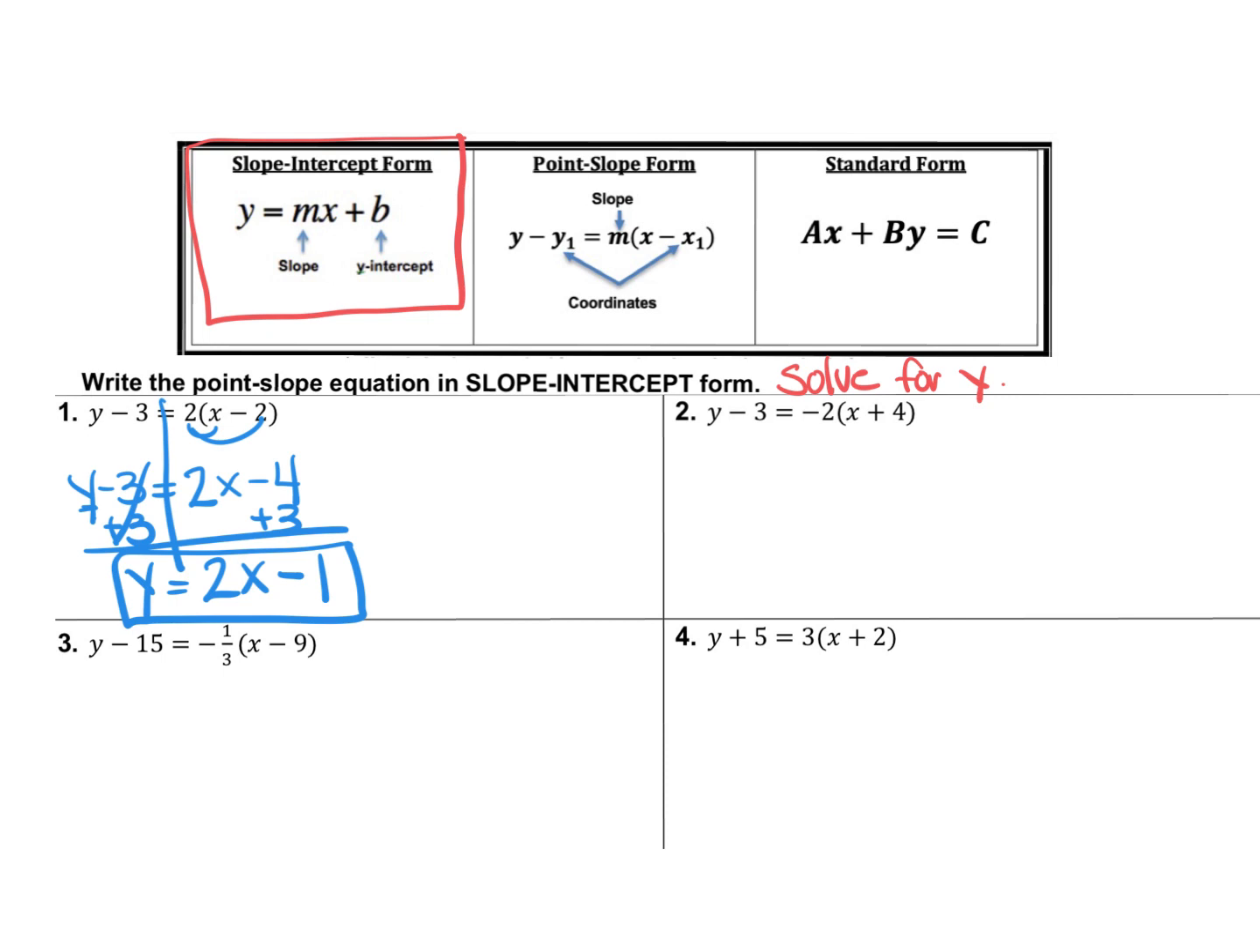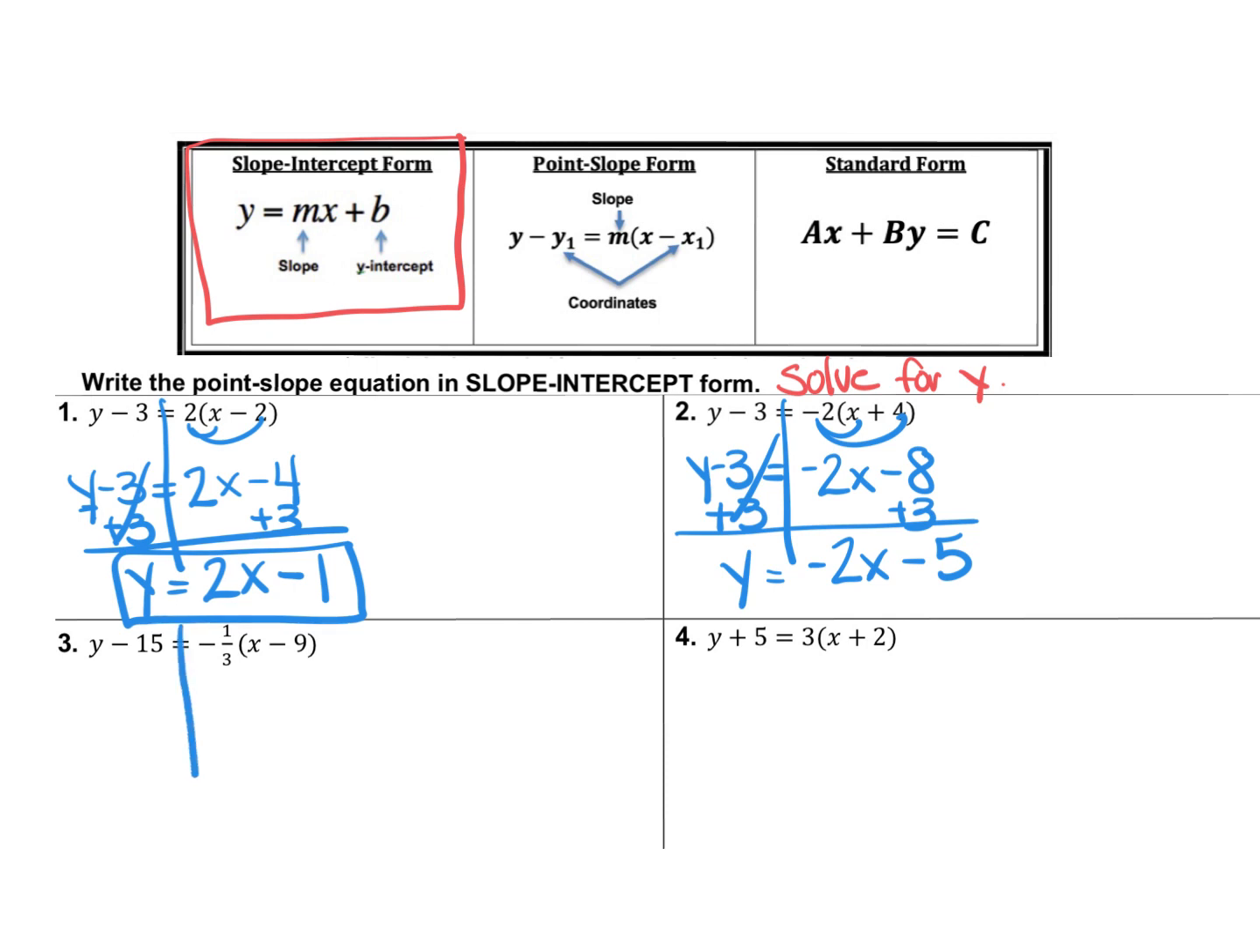So again, for number 2, we're simply rearranging. We're solving for y. So you have y minus 3 is equal to negative 2 times x, which is negative 2x. Negative 2 times 4 is negative 8. Now, we want the y all by itself, and because it's minus 3, we're going to add the 3. And you have y is equal to negative 2x, and then we'll have minus 5.